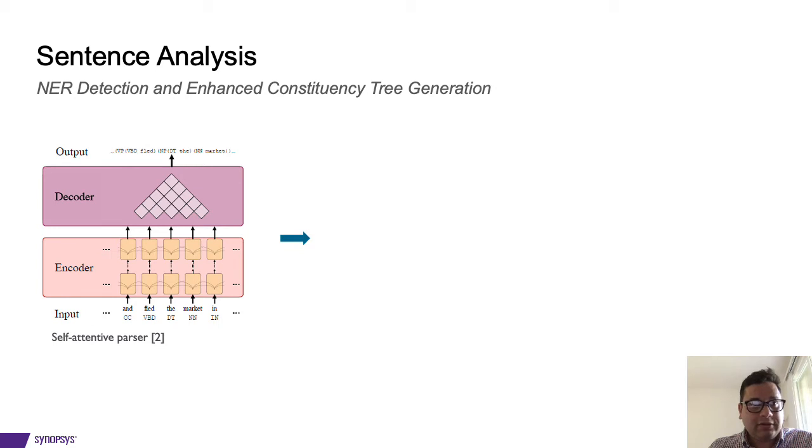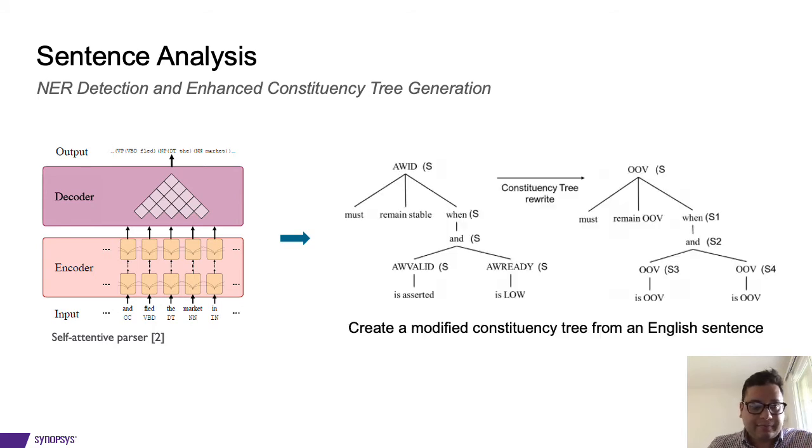multiple constituency trees. Hence we use a self-attentive parser to create a best possible constituency tree from an English sentence. Then we further enhance that constituency tree by doing two things. First, we do token replacement, the NER token replacements with out of vocabulary.